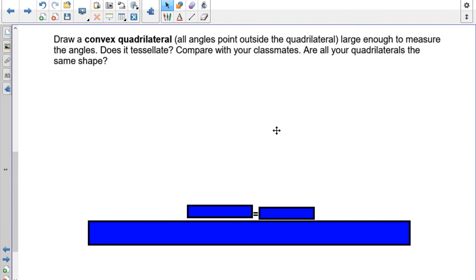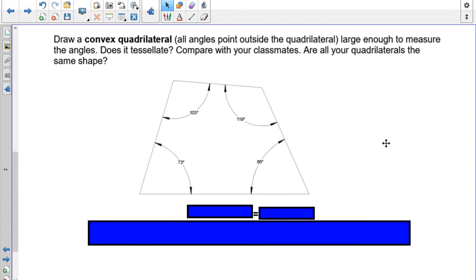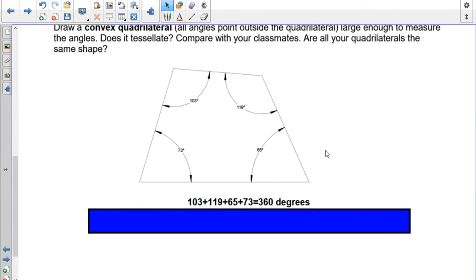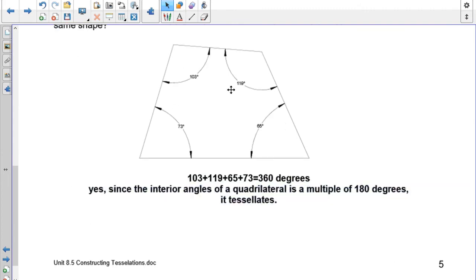Okay, so here's my quadrilateral, and I have measured my angles. Okay, because I'm going to do it without actually trying to tessellate it. So I've got 73, 103, 119, and if I add these all up, guess what they add up to? 360 degrees. So this is a four-sided figure. All my interior angles add up to a multiple of 180, which is basically 360. It's the second multiple of 180. So that means that this quadrilateral does in fact tessellate.